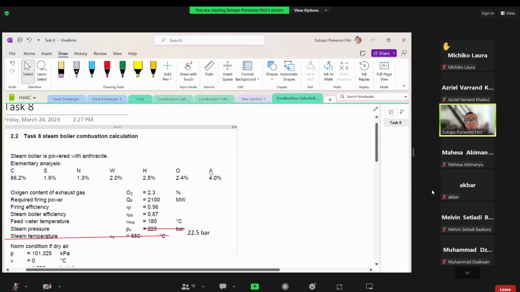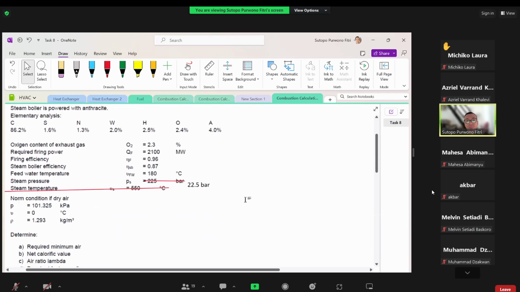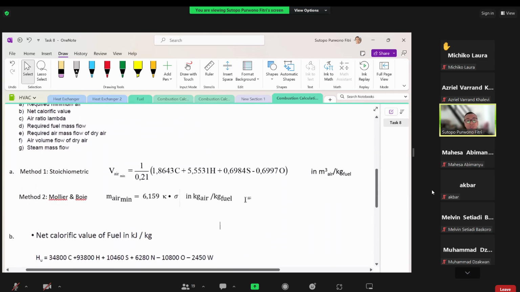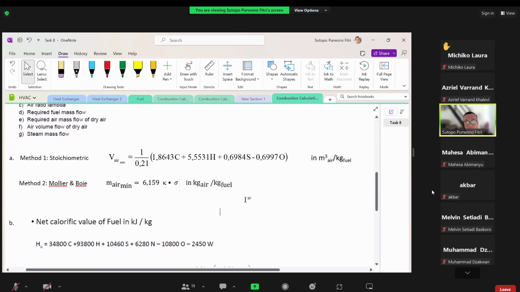So if you have a condition like this one, you have a composition from the elementary analysis, you have this of S 4%, then you don't need to include the S energy in the net calorific value.